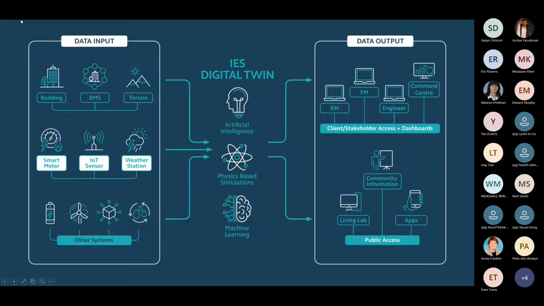So what is the IES digital twin? On the left-hand side we have the data inputs, things like information about the building, such as the building fabric, how it's being used, the internal heat gains, the occupants, etc., along with BMS or sensor data, and then anything to do with the systems or renewables.